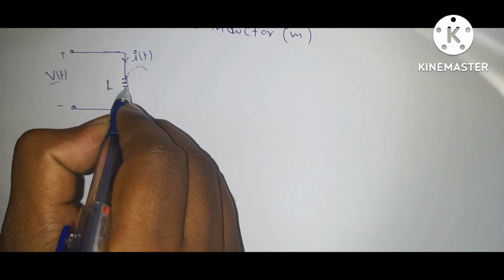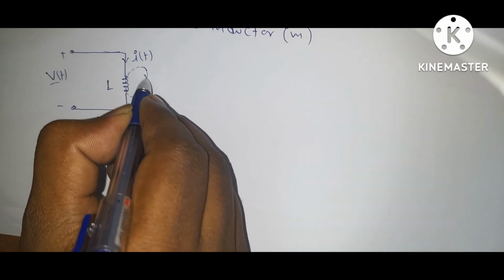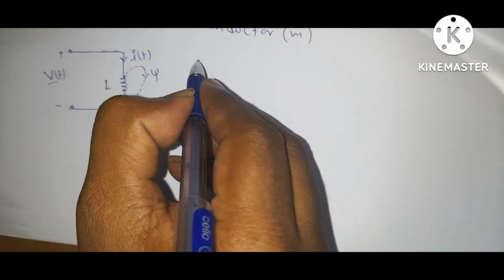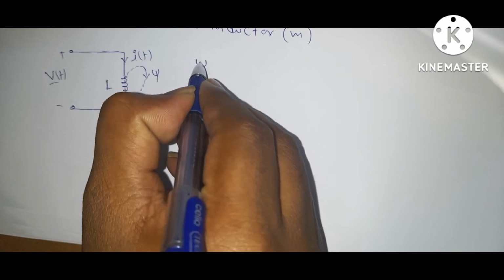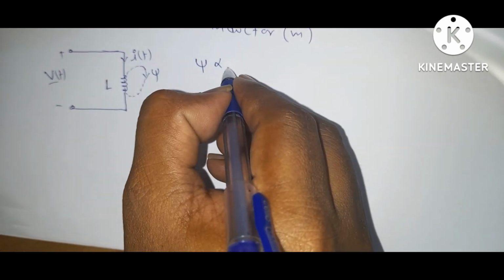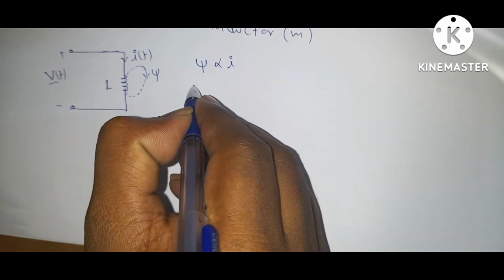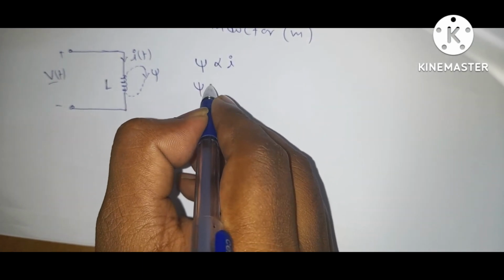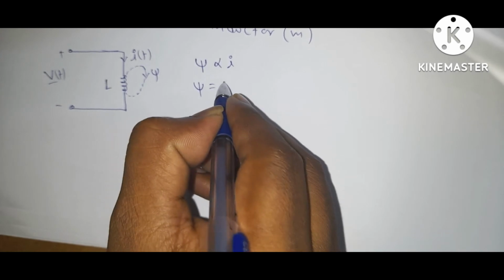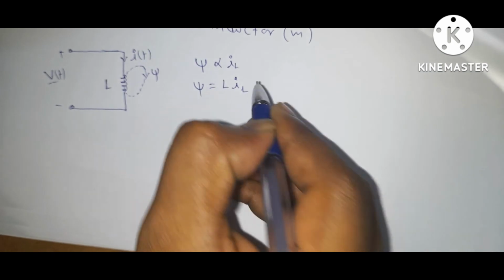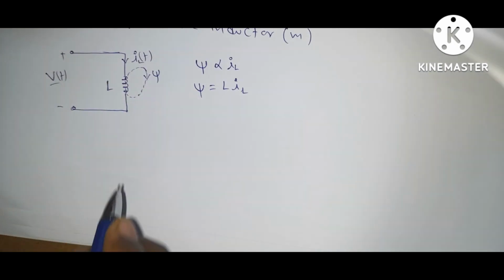Then flux is produced in this inductor, let it be psi. Here the production of flux is directly proportional to the current passing through this inductor. So if we replace this proportionality with a constant, that is L, psi is equal to L into IL.